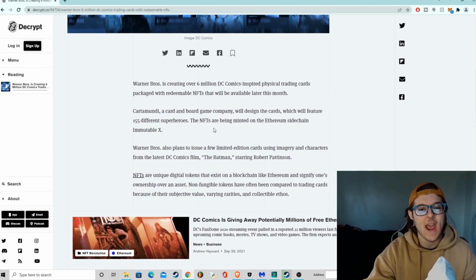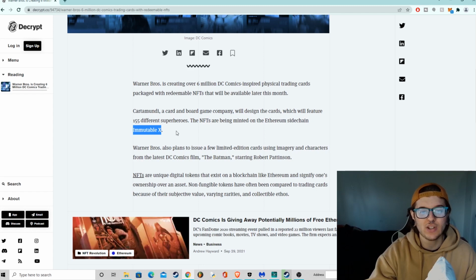Where was it in the article? The NFTs are being minted on the Ethereum sidechain Immutable X. Now, Immutable X is actually more of an L2. I prefer the term L2 over calling it a sidechain. I don't want to get too much into technicals right here, but yeah, Warner Brothers is creating over 6 million DC Comics inspired physical trading cards packaged with redeemable NFTs that will be available later this month.